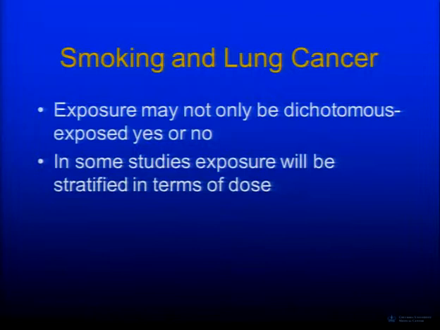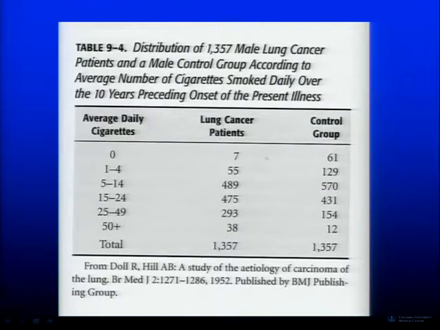So this is an example where smoking, the exposure, is not equal to just yes or no, but instead we wanted to see, based on how many cigarettes they had per day, how did that impact the lung cancer? And so you can see that for those people that were heavy smokers, this is like 2.5 packs per day, 38 of the people with lung cancer of the 1,300 fell into that highest category, where only 12 of the same number of controls fell into that highest exposure category.